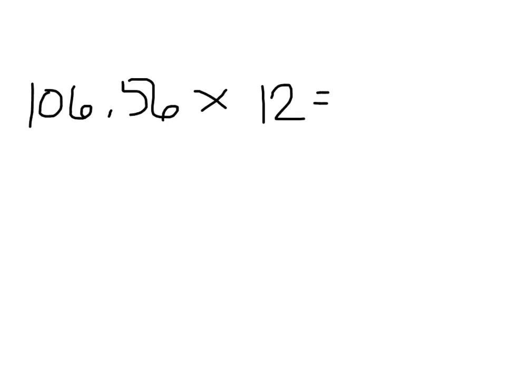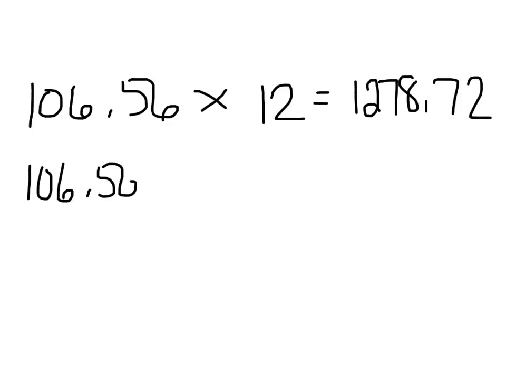So what is 106.56 times 12? 1,278.72. That's what we should pay back. Is that how much we did pay back, though? I don't think so. How many payments of 106 did we make? We made 4 of them, right? Because on the 5th payment, didn't we decide we were going to pay it off? Right?